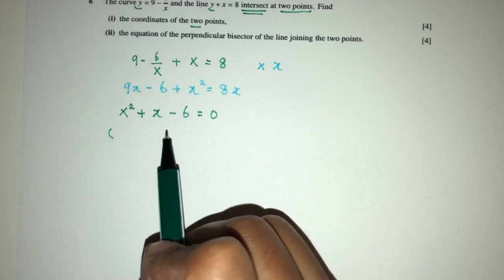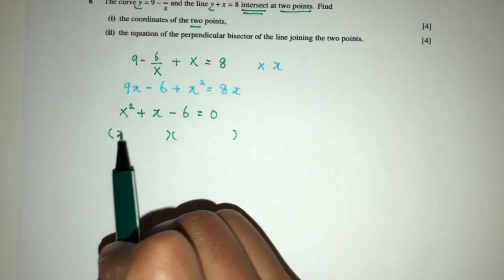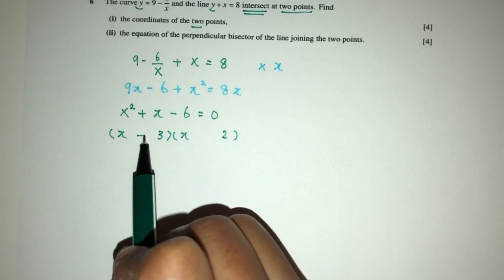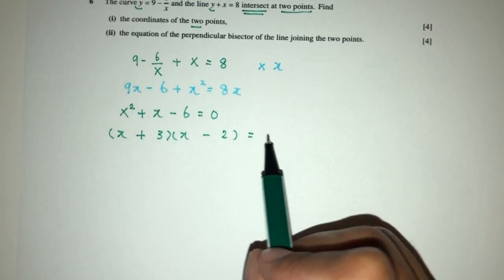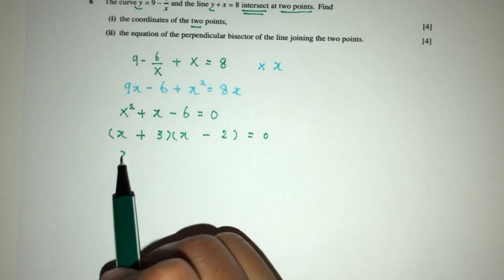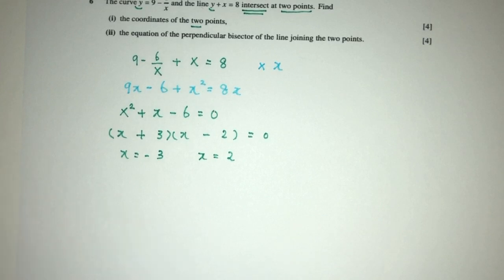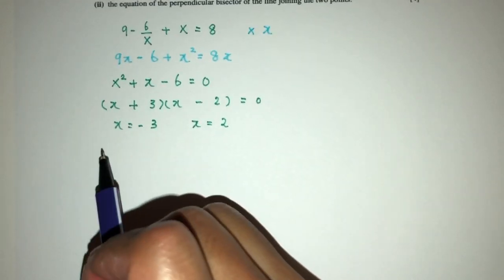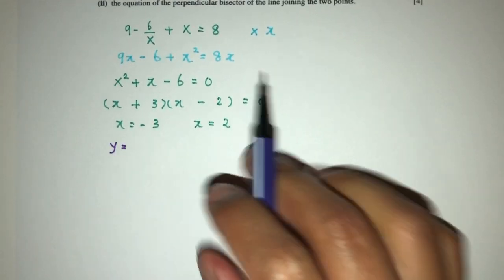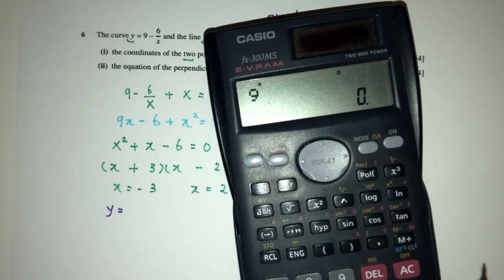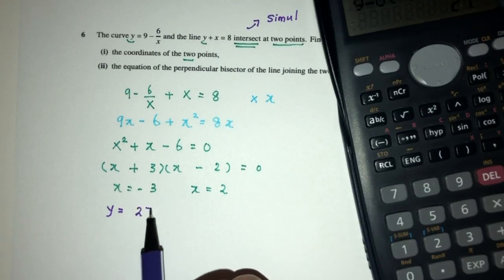So simplify. That will be x times x. That will be 3 times 2. That should be plus 3 minus 2 for this value of plus 1. So you will have x is equal to minus 3, x is equal to 2. Now finally, y is what? y will be found by substituting back in our main equation. You will have 9 minus 6 over minus 3. That should be 27, right?